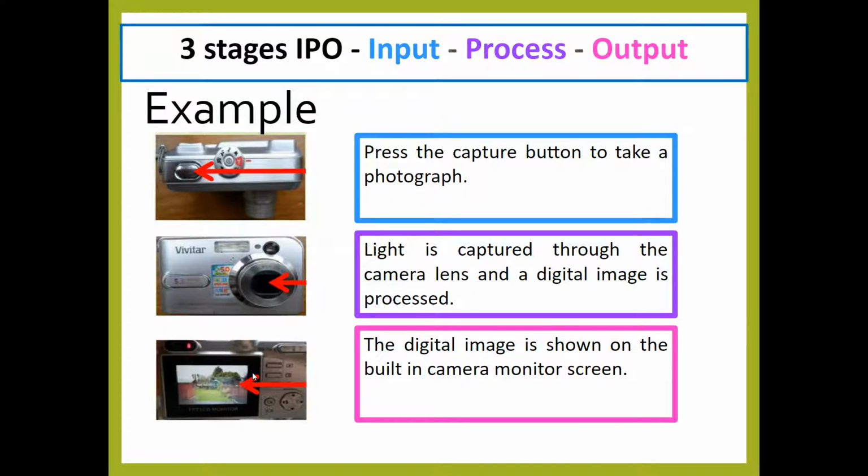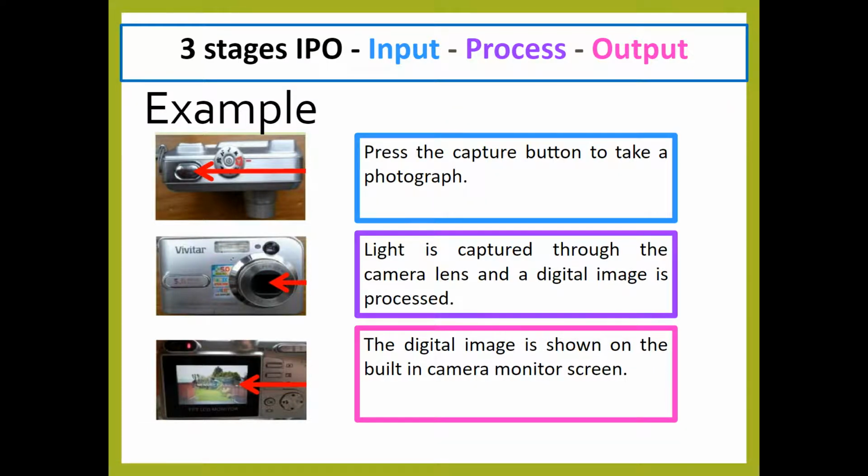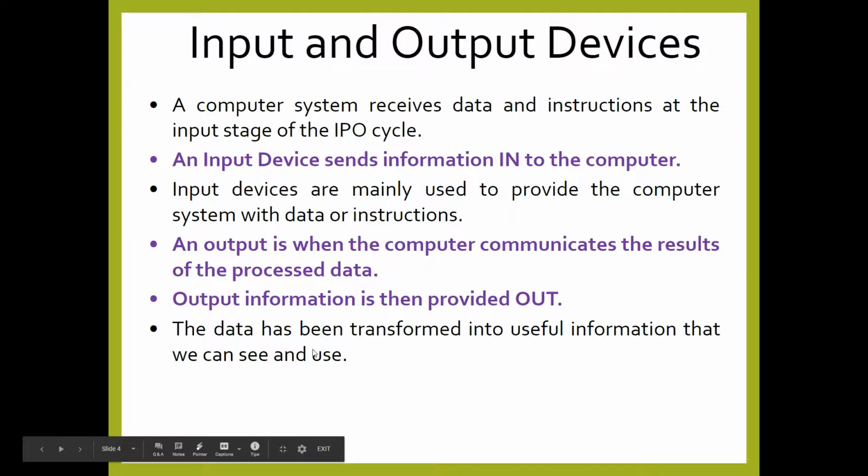The output of this particular camera is that little screen here. That's the output because you took the photo and it's showing you the photo that was taken. So input, the button being pressed; process, what the camera does; and the output is a photo being brought out.